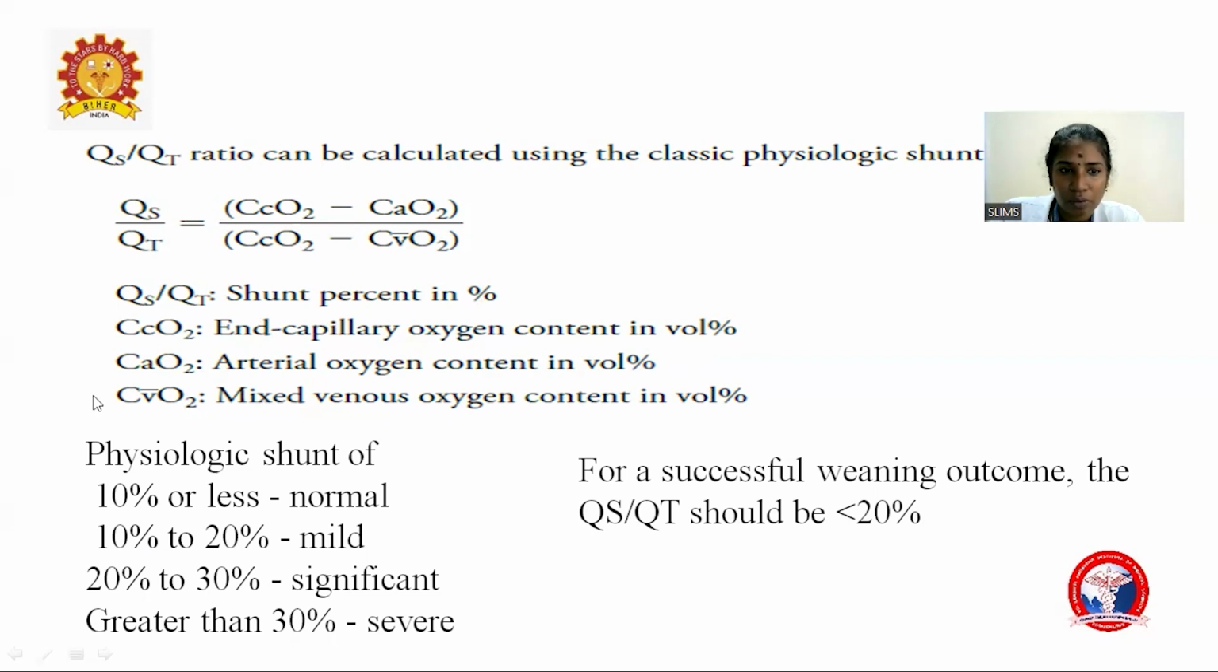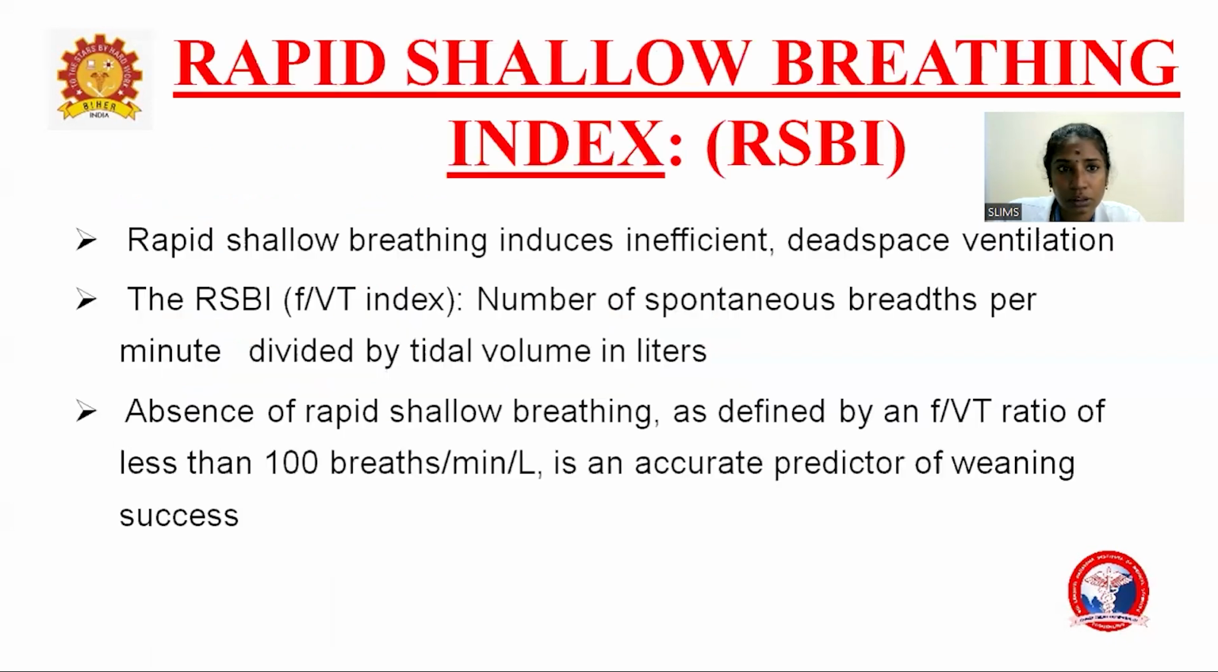The physiological shunting should normally be less than 10%. If mild shunting is present, it is 10 to 20%, significant is 20 to 30%, and greater than 30% is severe. For a successful weaning outcome, the QS by QT should be less than 20%.